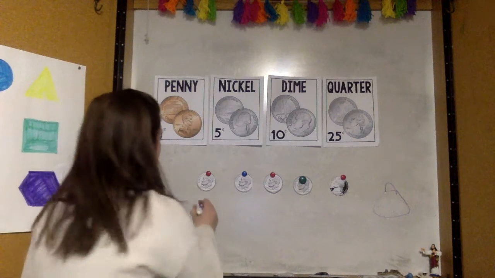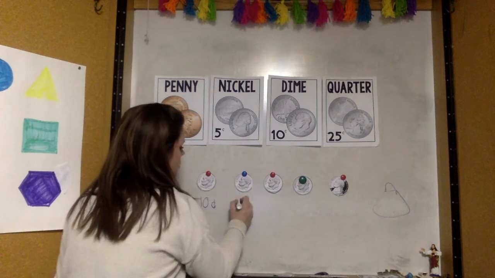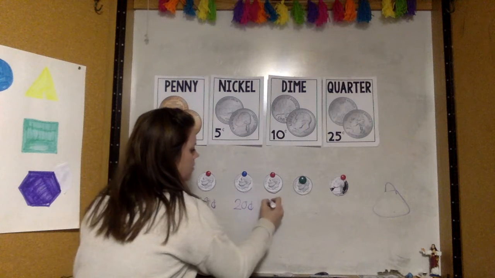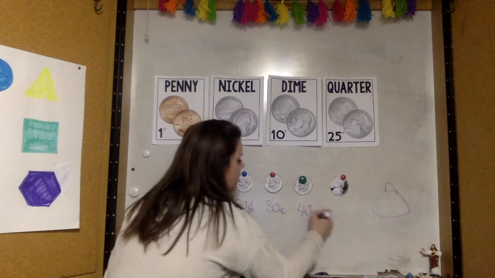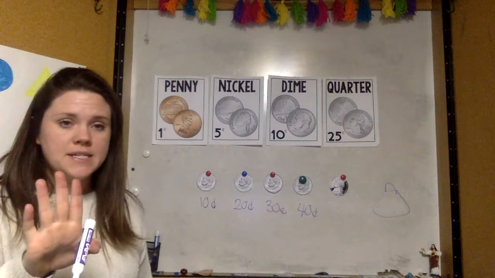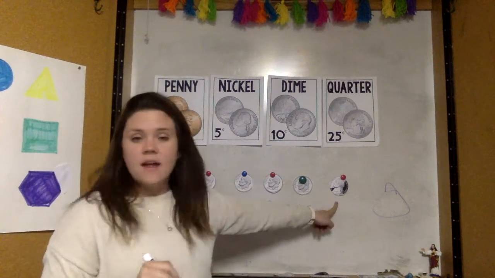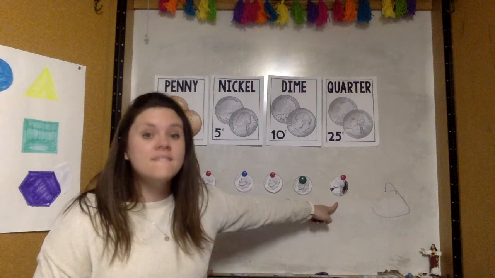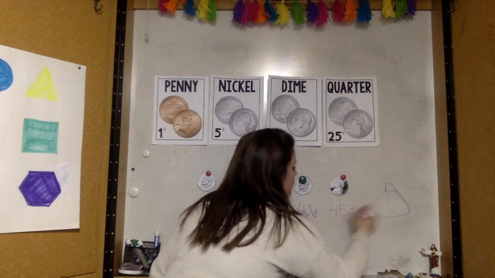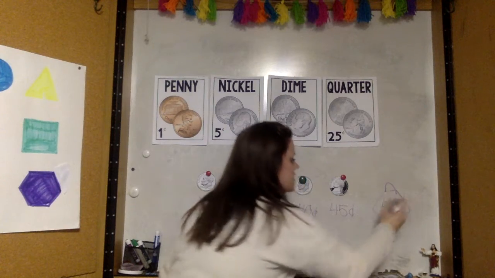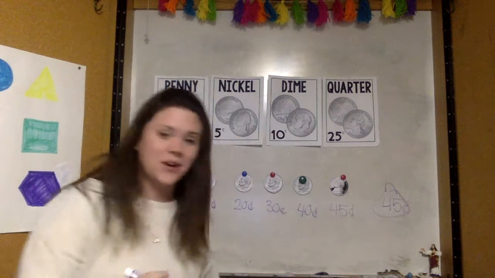Let's start. 10, 20, 30, 40. But now I'm not counting by 10s anymore. 40 and 5 more is 45. 45 cents in that coin purse.